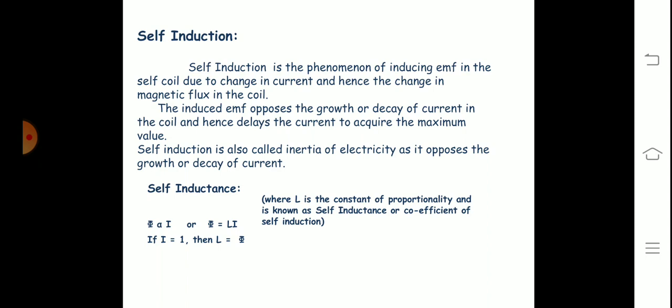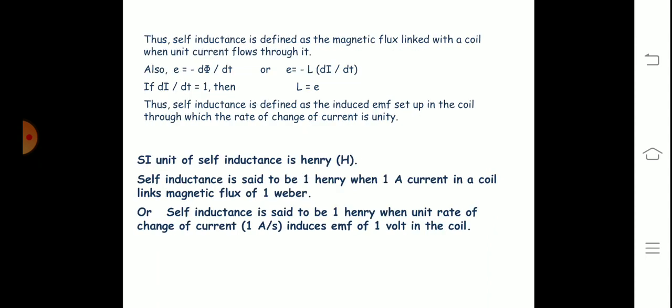Now there is another term called self-inductance. To understand self-inductance, we have to look at the factors. Magnetic flux linked with a coil will depend on the current flowing through it. So we can write phi is directly proportional to I, and hence phi is equal to LI, where L is called the coefficient of self-induction or self-inductance. If unit current flows through the coil, then the magnitude of self-inductance will be equal to the magnitude of flux linked with that coil. Or we can also define it by using Faraday's laws of electromagnetic induction.